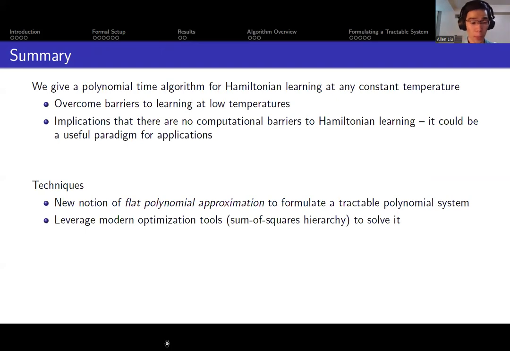The two main techniques are, first, we measure higher degree statistics, and then we leverage a new notion of a flat polynomial approximation to formulate a tractable polynomial system. Then finally, we leverage modern optimization tools, namely the sum of squares hierarchy, to solve it.